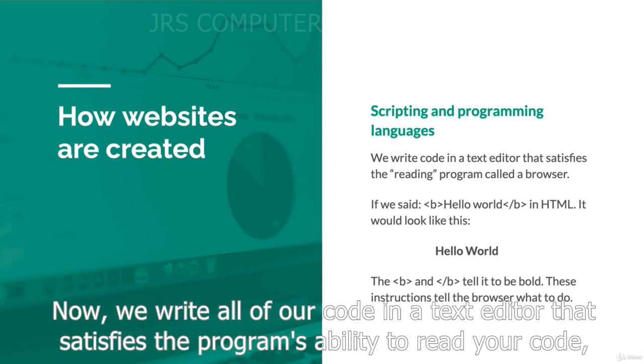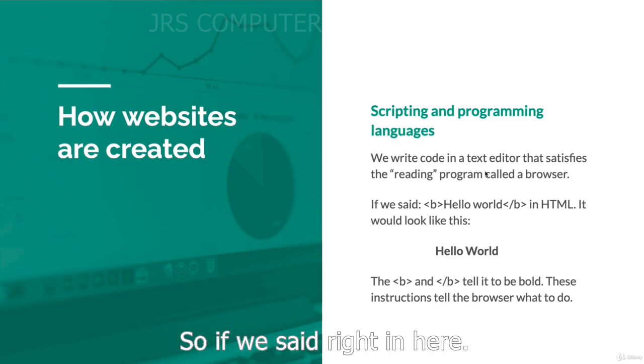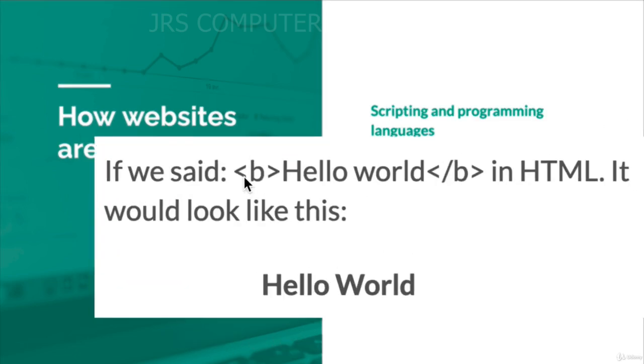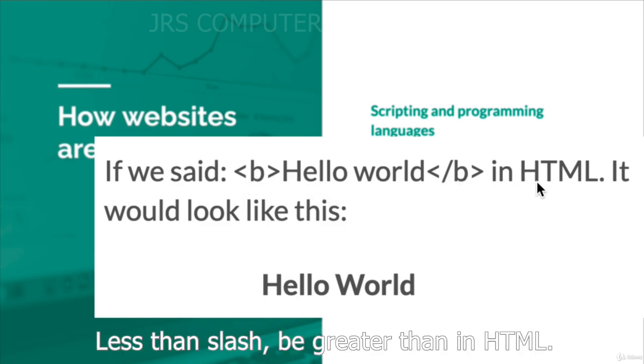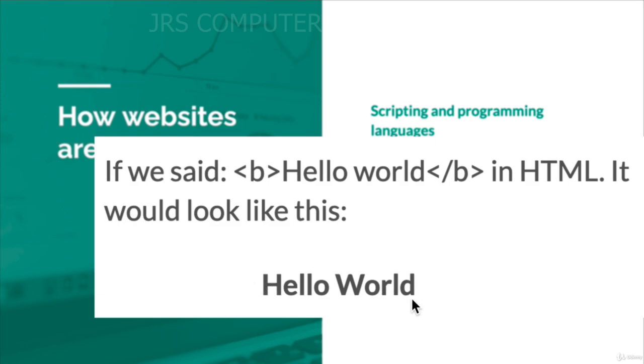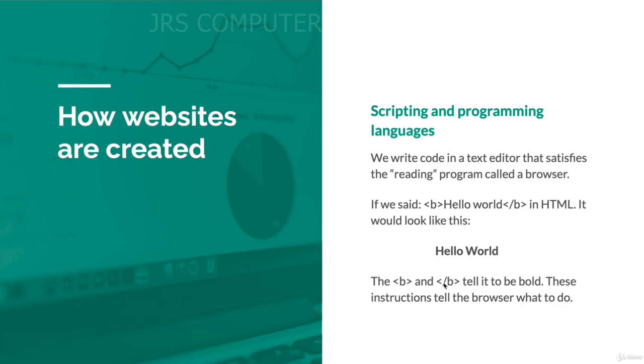Now, we write all of our code in a text editor that satisfies the program's ability to read your code. And that program is your browser. So if we said, right in here, less than b greater than hello world, less than slash b greater than, in HTML, it would look like this. It would be bold. This b and this b tell it to be bold. These are instructions for what your browser needs to do.